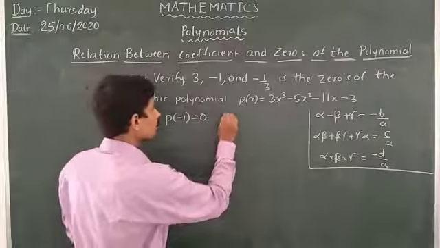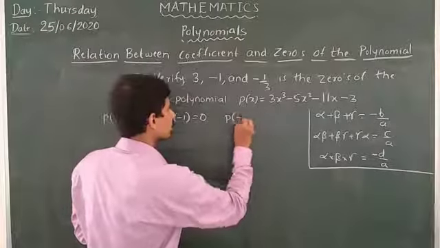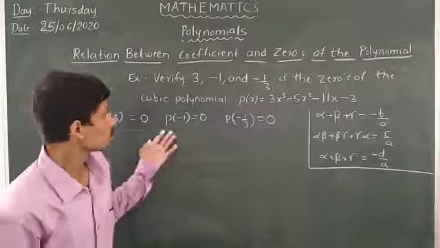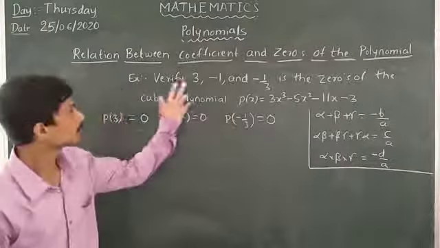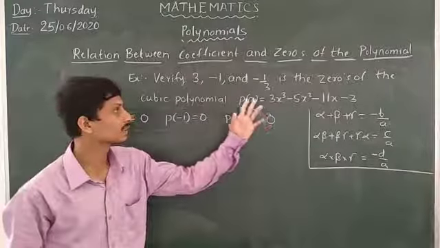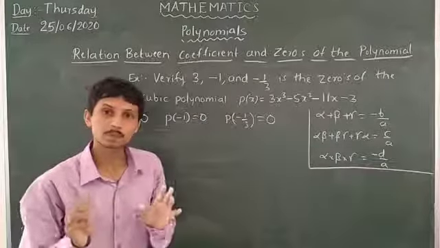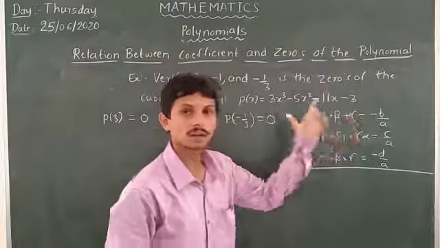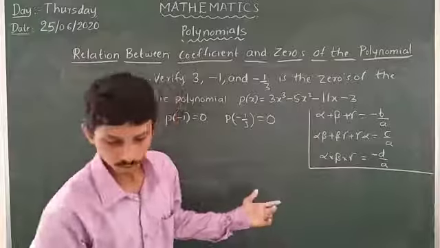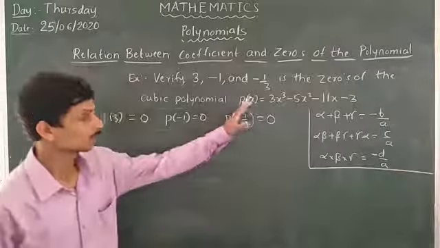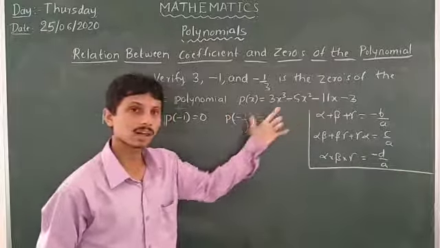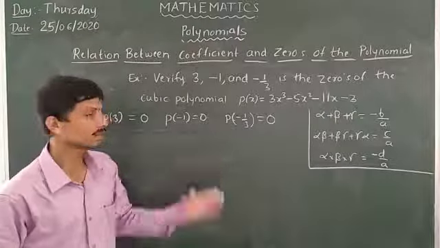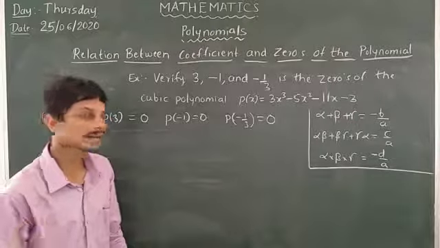So p of -1/3 is equal to 0. So we verified that 3, -1 and -1/3 are the zeros of the polynomial. Now let us check whether these values are right or wrong. From the cubic polynomial, we just have to take the values of a, b, c, d, and we have to take the values of alpha, beta, and gamma.